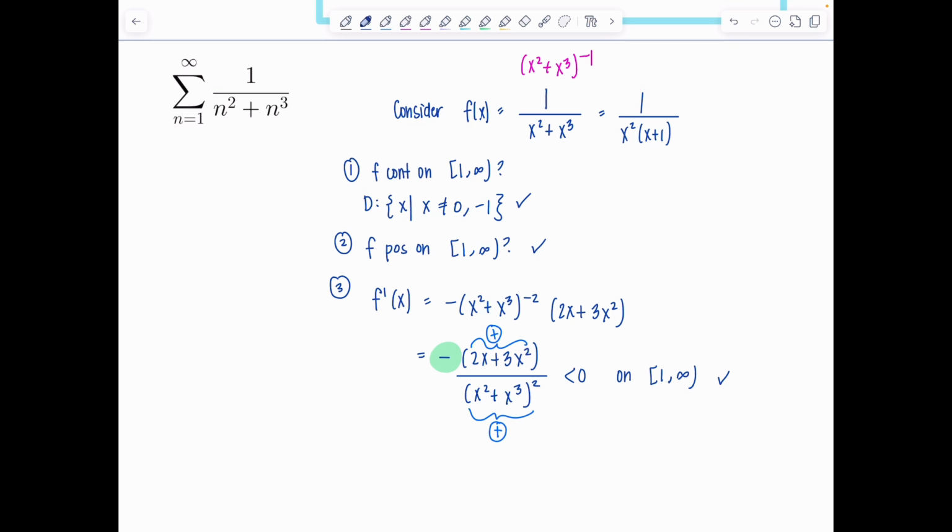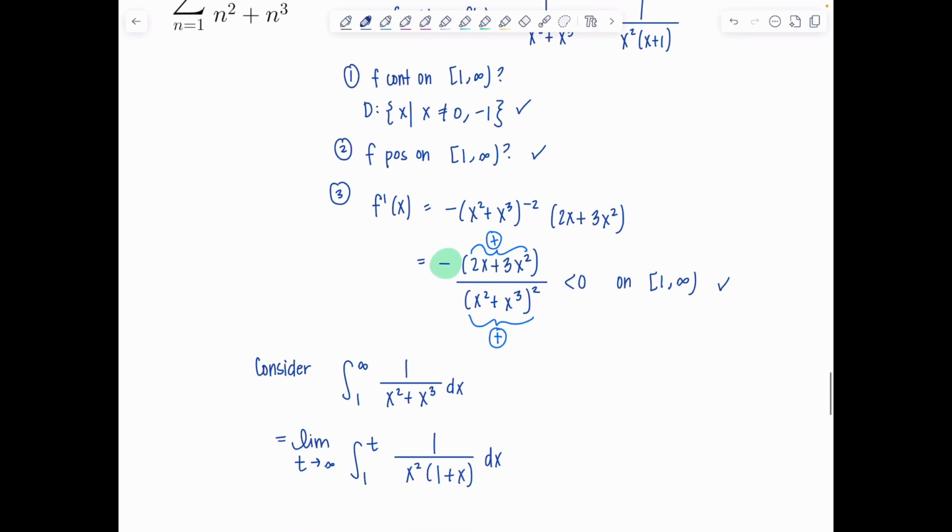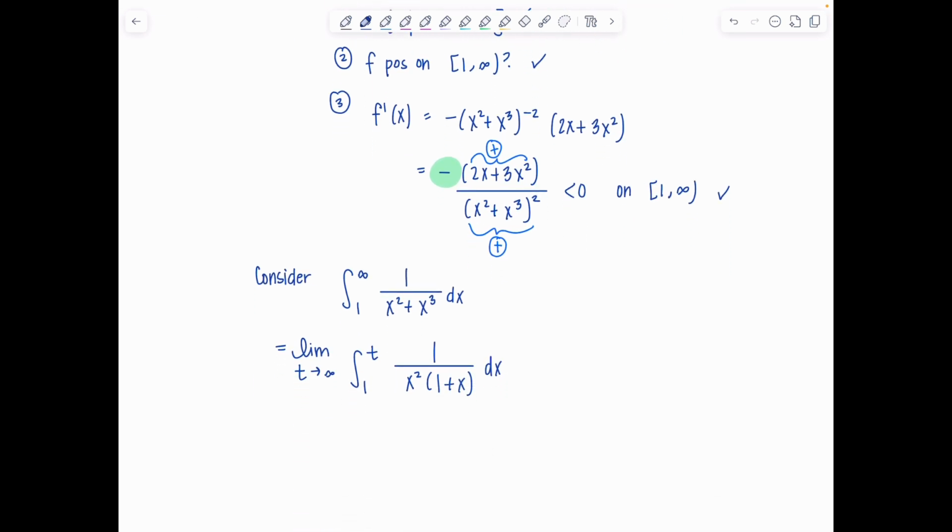Good. Okay, perfect. So now we're going to consider the improper integral from 1 to infinity of 1 over x squared plus x cubed dx. And first things first, you're going to rewrite this as the limit as t approaches infinity, integral 1 to t, 1 over x squared times, let me put 1 plus x dx. Did I write x plus 1 up there? I did, but it's the same thing. I don't know why I flipped it. Excuse me. I hope nobody had a panic attack over that.